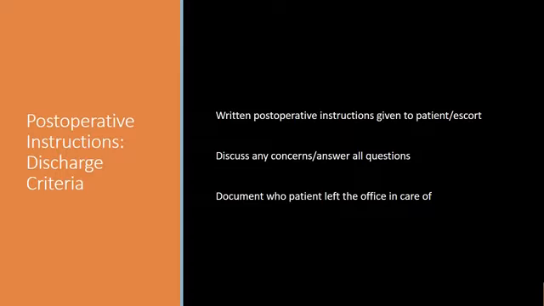Some other discharge criteria: you want to make sure that you've given written postoperative instructions to the patient and their escort. They leave with a hard copy of the instructions. If there are any particular instructions you have, you need to write them verbatim on the sheet. You need to make sure that you've addressed any and all concerns the patient and the escort have. You also need to document who the patient left the office in care of. So if they came with their mom and they've left with mom, then you need to document that. Simply writing mom or dad is sufficient, or the person's name is more than sufficient.